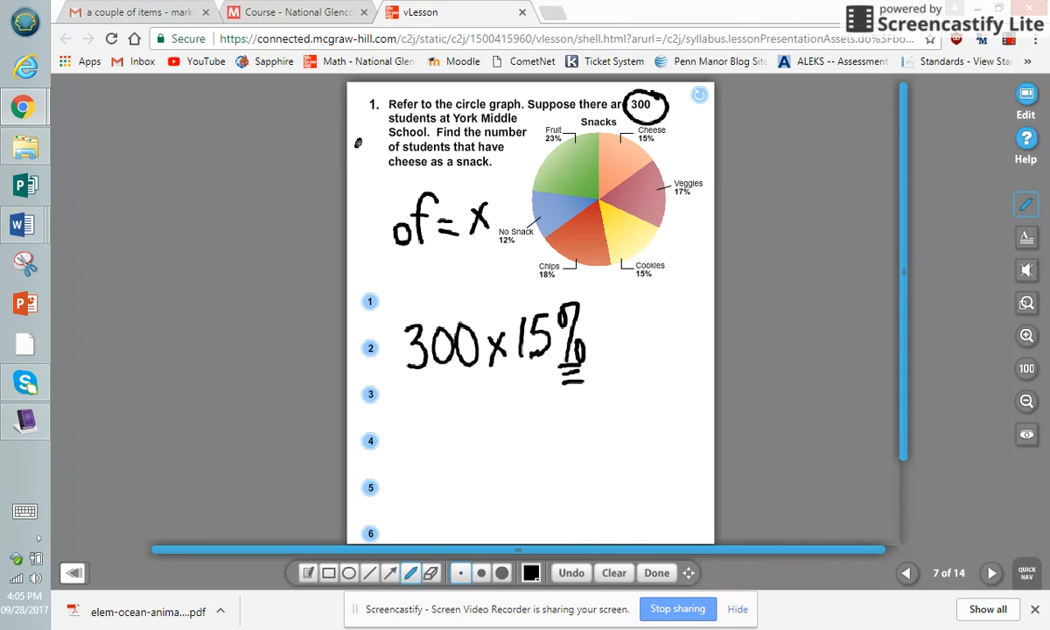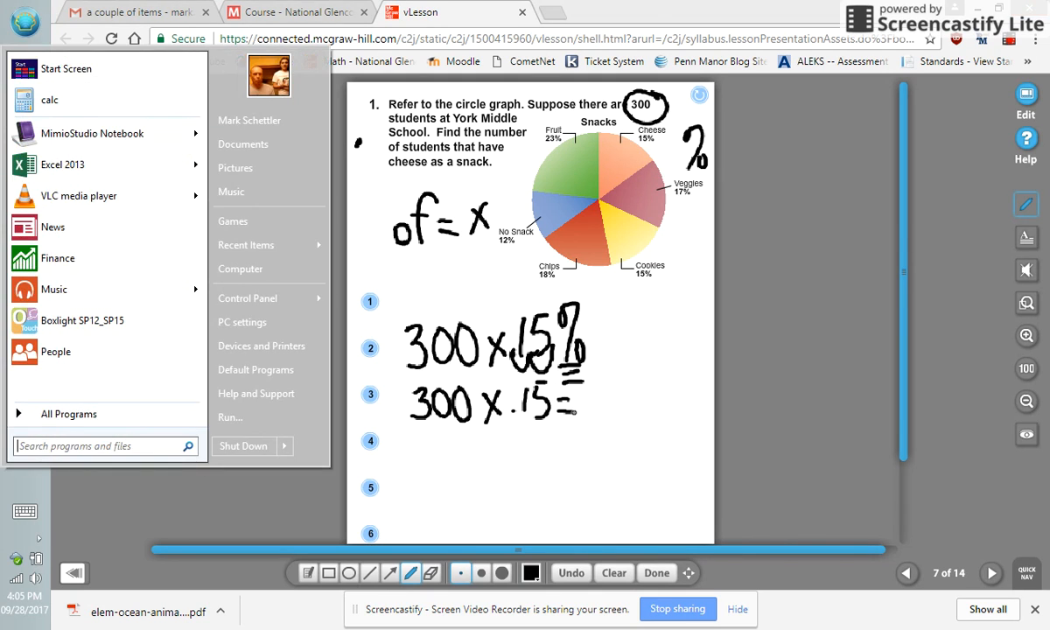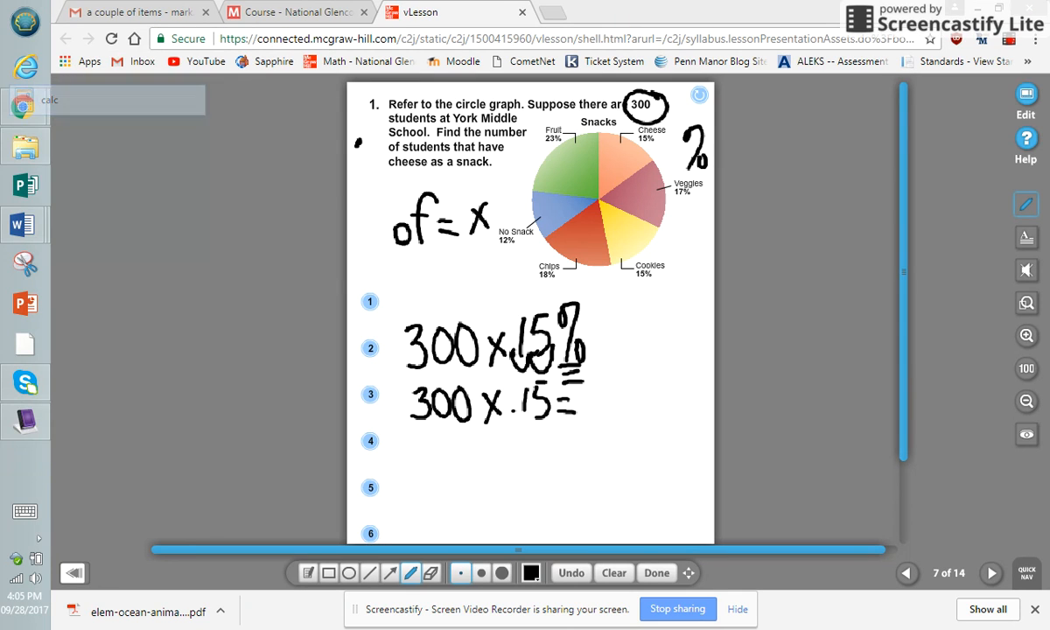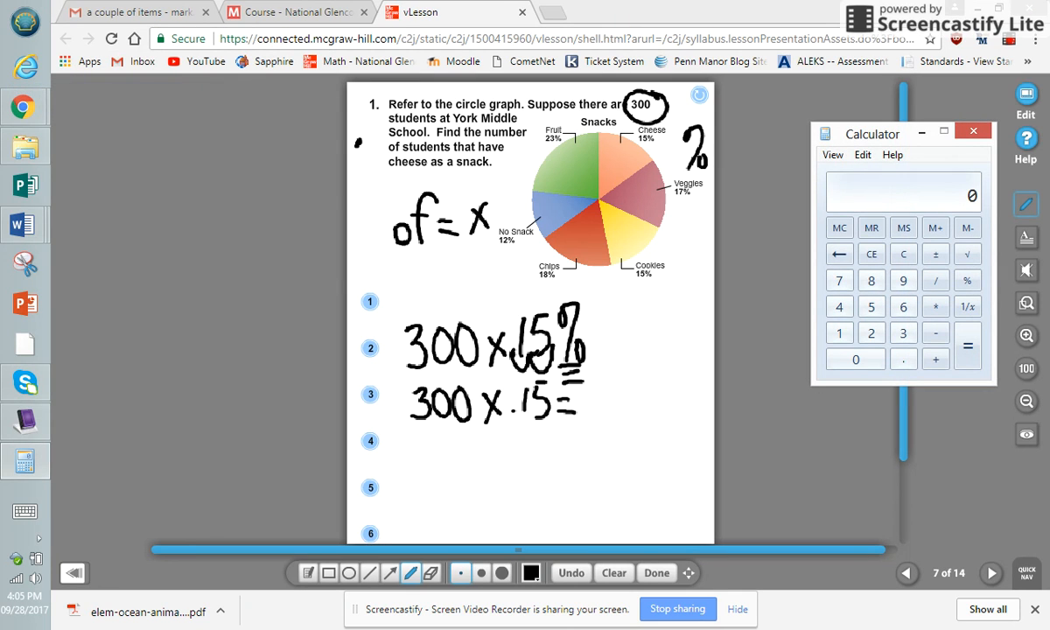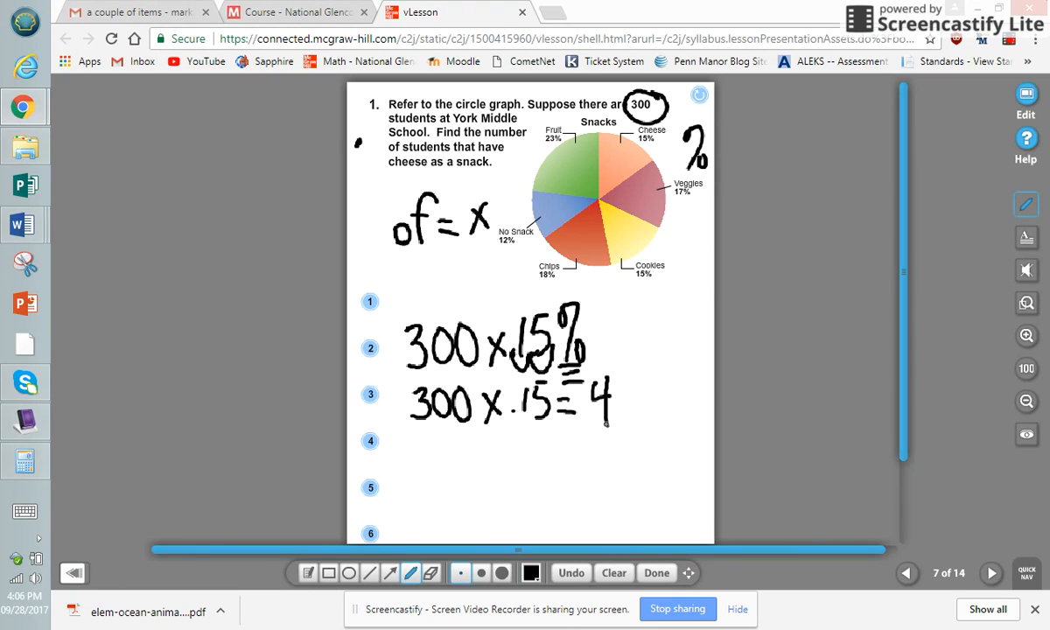Well, I have a bounce strategy. On the left of my paper, I put my decimal, on my right, my percent symbol. I want to change it to a decimal, bounce. My new equation is 300 times 0.15. All right, with my handy dandy calculator, that should be quite easy, as long as I'm picking the right numbers. All right, it's way over here. 300 times the decimal, 0.15. Oh, 45. The solution to this problem is 45 students.